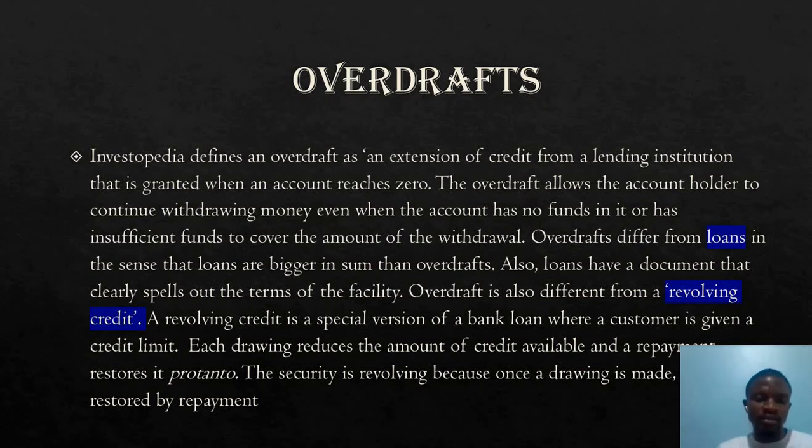What is an overdraft? An overdraft is an extension of credit from a lending institution that is granted when an account reaches zero. So what does this mean? If, for example, your account with a bank reaches zero, and the bank extends its service of credit to you, what it is giving to you then is an overdraft.